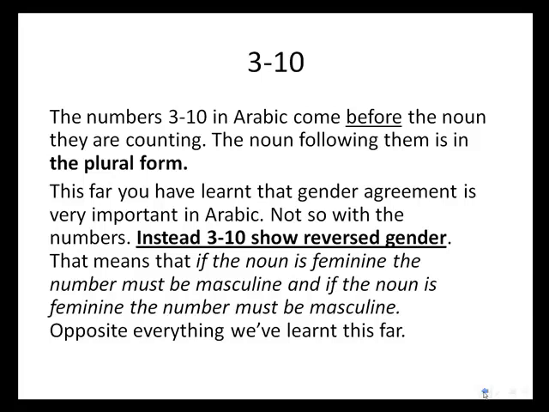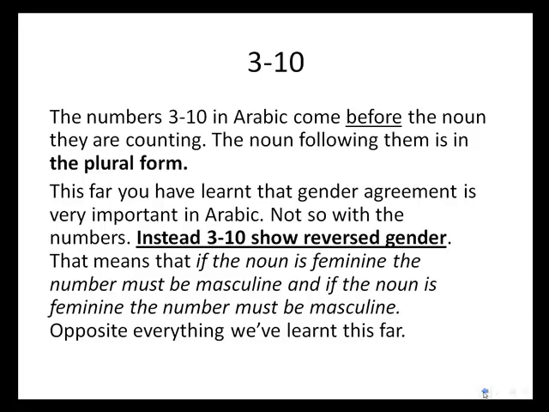Baytun jamilun, sayaratun jamilatun. Masculine, masculine, feminine, feminine. Now, with the numbers 3 to 10, it's not like that. Instead, they show reversed gender. So if you want to say that you have 5 houses, you need to think first, house is a masculine word. Okay? Then the number I want to use needs to be in the feminine form.